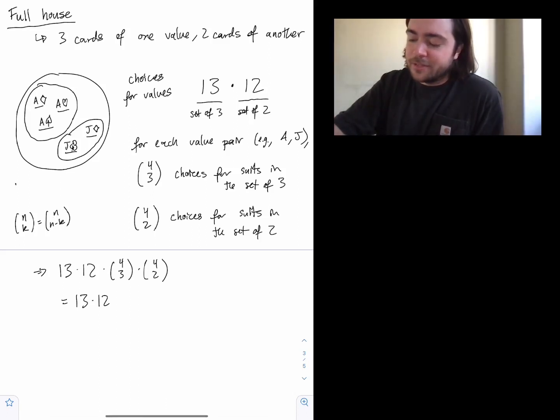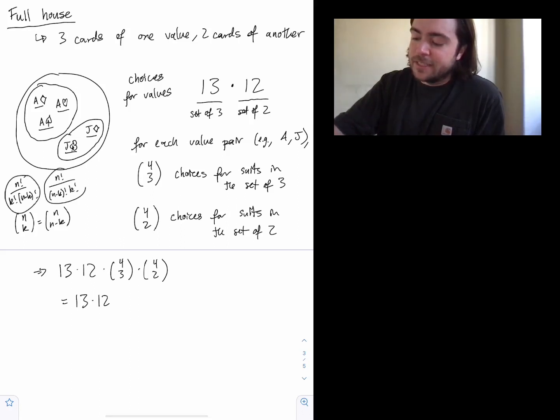Of course, you could also use the formula and see it right away, right? That's the formula for n choose k, and for n choose n minus k, it's n factorial over n minus k factorial times n minus (n minus k) factorial, but that's just k factorial. So of course you see these two are equal. Okay, so either way, we get that those two are equal.